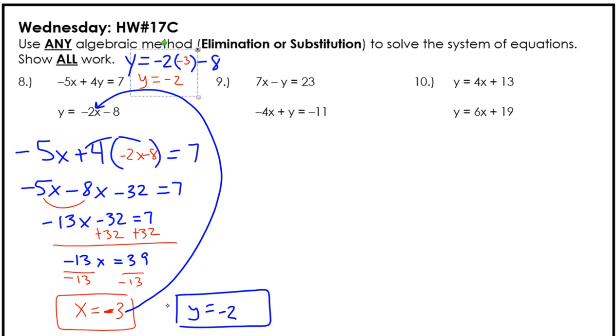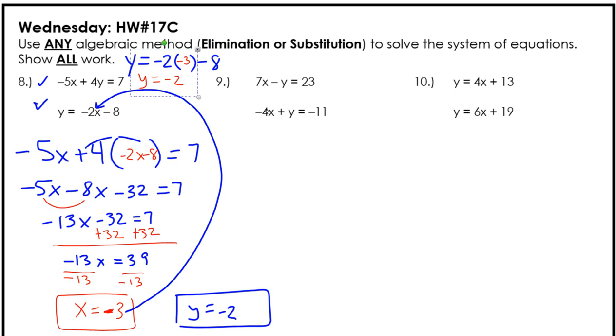Now I can take these two values, I can substitute them in here and here to see if it's true, and if it is, then I know that my system is solved correctly. So for the sake of time, I'm going to move on to number 9, but you could certainly do that check step on your own.